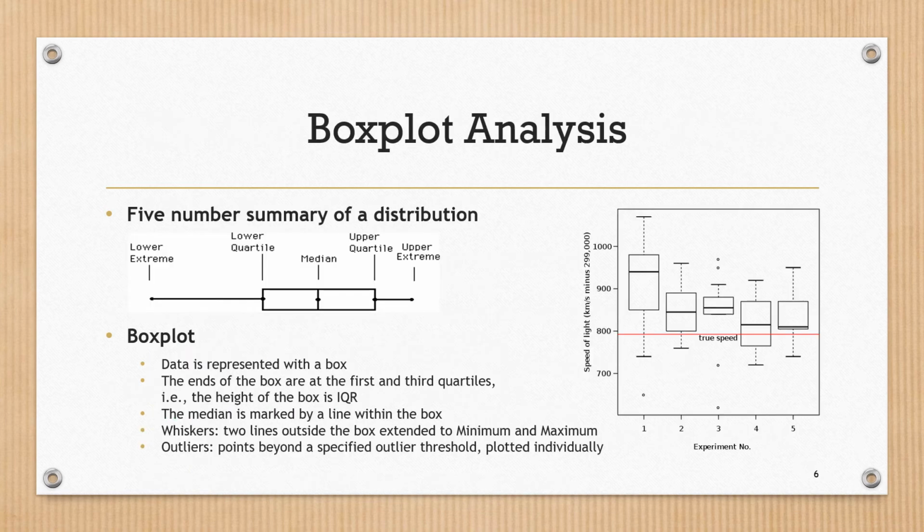This is an example of a box plot. As you can see on the screen, the box represents the Q1, median, and Q3, and the height of the box is the IQR. The two lines outside the box further extend to the minimum and maximum values. Outliers, which are higher or lower than the threshold values, will be plotted individually as dots.